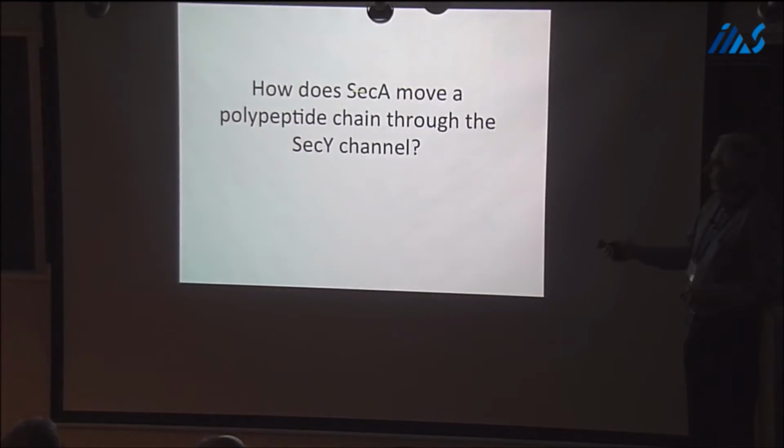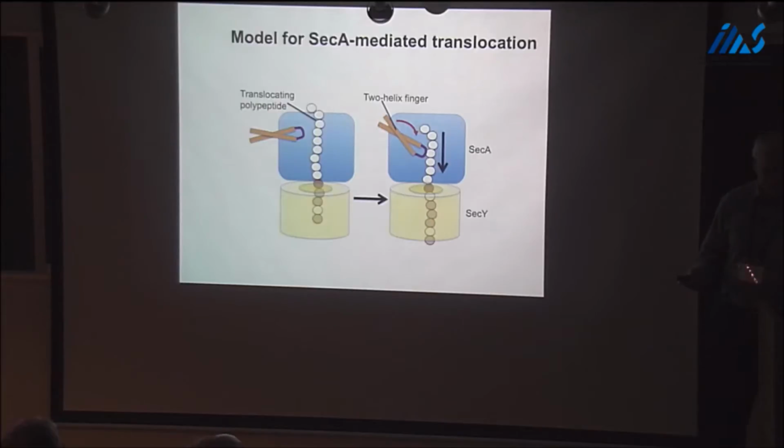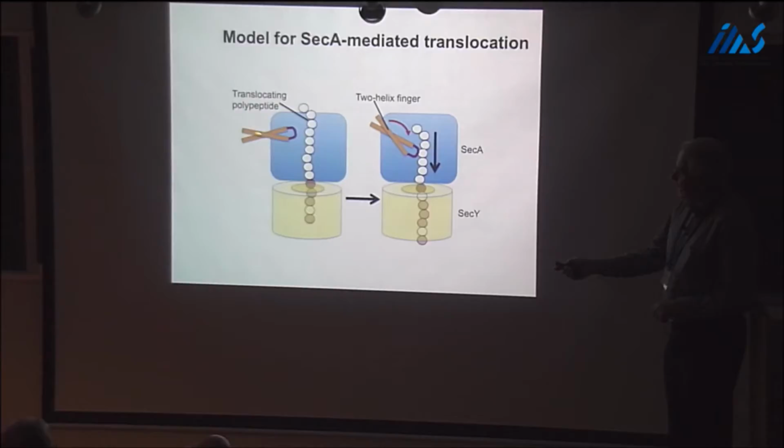So how does SecA move a polypeptide chain through the channel? I think the structure suggested a mechanism. The mechanism that we suggested is that the two-helix finger would move up on ATP binding towards the polypeptide chain, bind to the polypeptide chain, and then move towards the channel, and thereby drag the polypeptide chain with it and push it into the SecY channel. And this cycle would then be repeated.